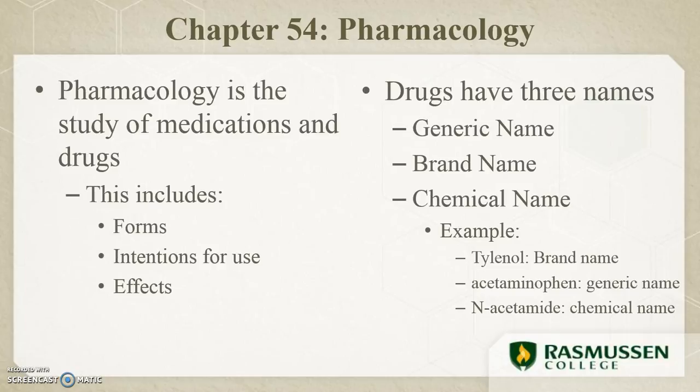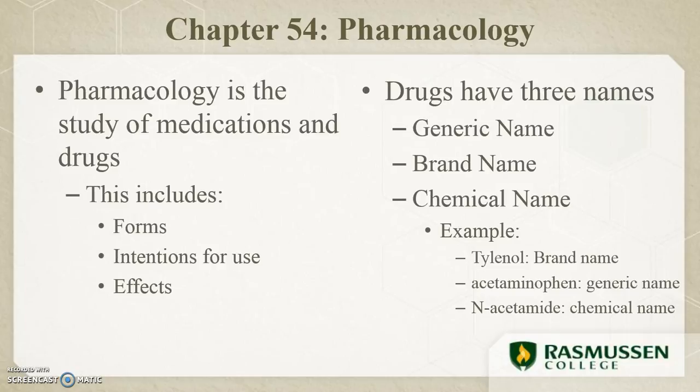So typically, drugs have 3 different names. They have a generic name, a brand name, and a chemical name. Now, a generic name is often called the official name of the drug. It is typically written in lowercase letters, and it is the legal name for the drug. So every time you see a generic name, you'll know it's a generic because it will not be capitalized. It will be in lowercase letters.